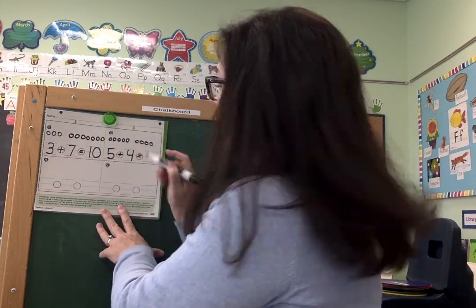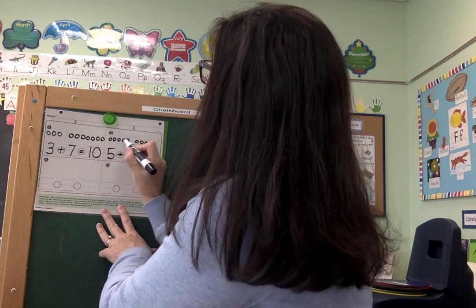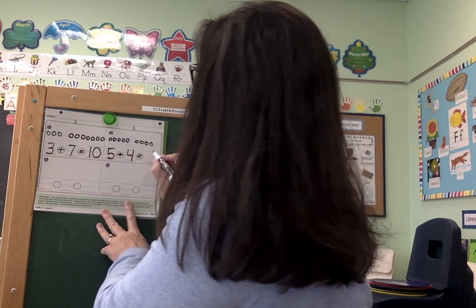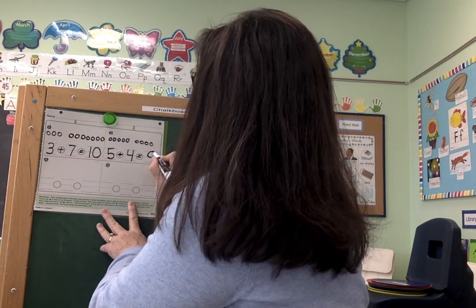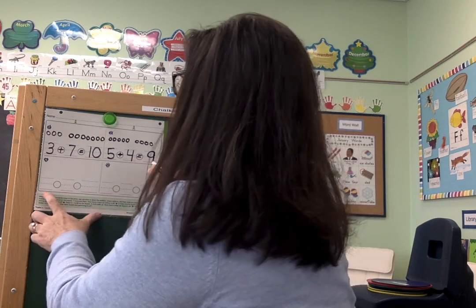We count all the counters. 1, 2, 3, 4, 5, 6, 7, 8, 9. We know 5 plus 4 equals 9. All right, coming down to number 4.